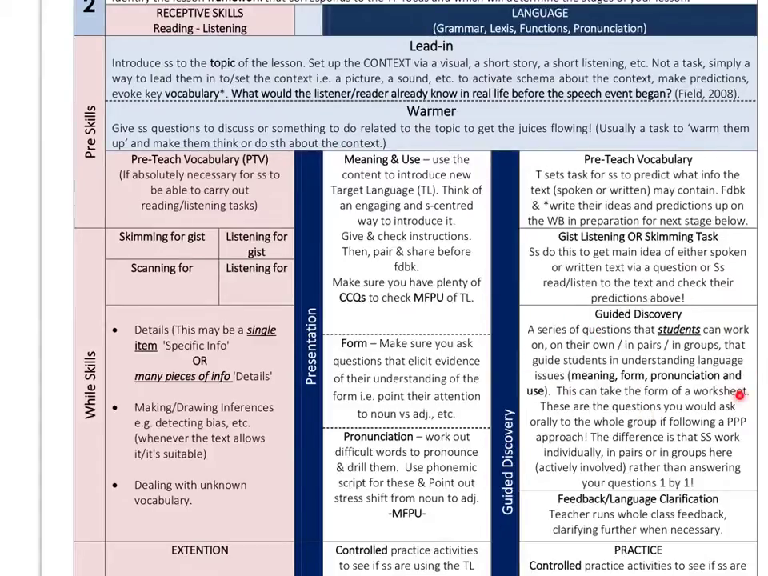This can take the form of a worksheet. These are the questions you would ask orally to the whole group if following a PPP approach or framework. The difference is that students work individually, in pairs, or in groups. Here, actively involved rather than answering your questions one by one. Now, let's move on.